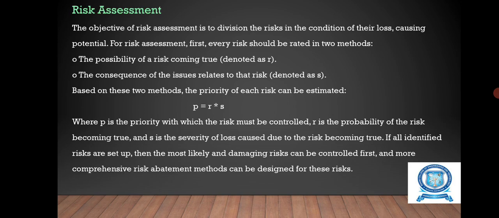P is equal to R into S, where P is the priority with which the risk must be controlled, R is the probability of the risk being true, and S is the severity of loss caused due to the risk becoming true. If all identified risks are set up, then the most likely and damaging risk can be controlled first, and more comprehensive risk abatement methods can be designed for those risks.